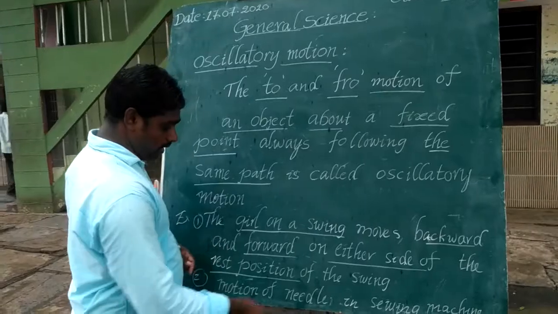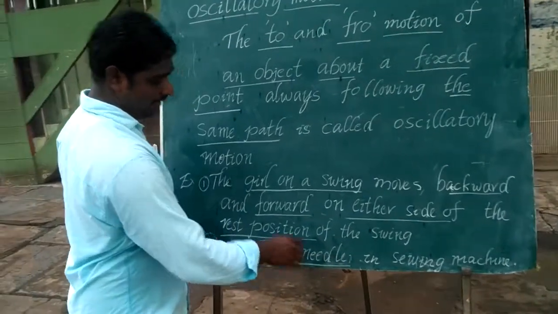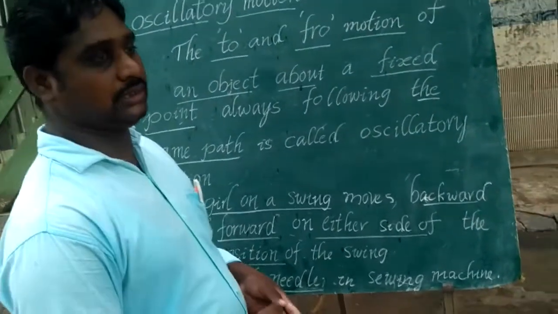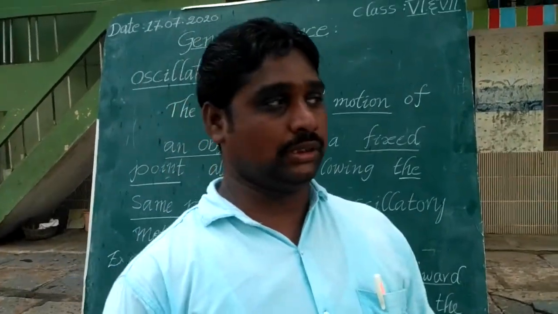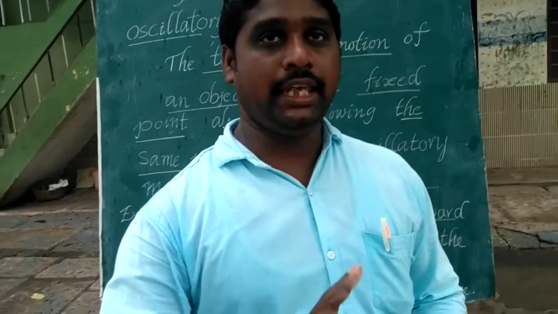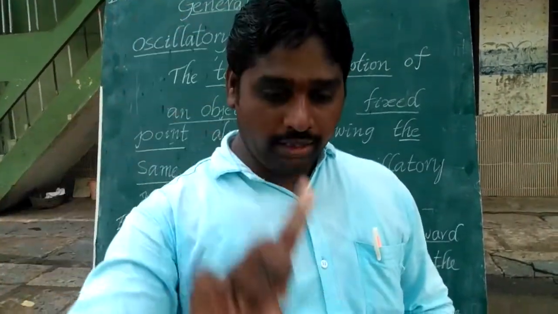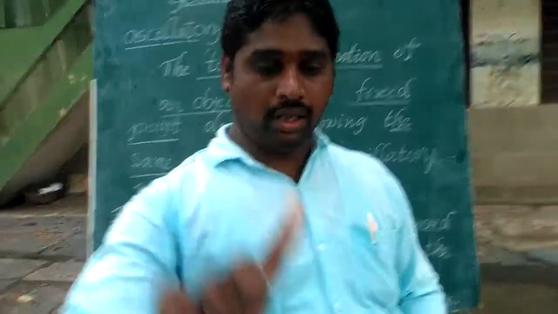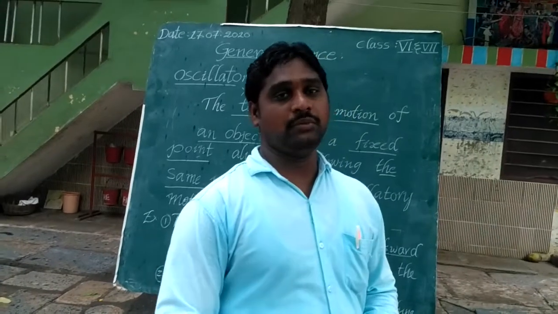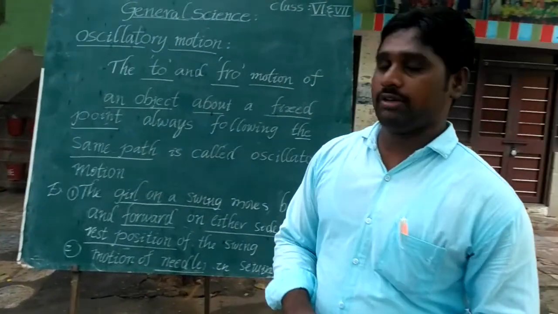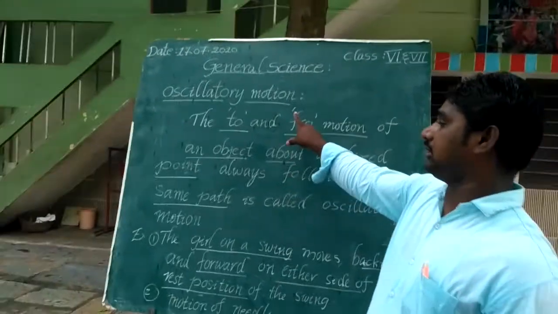Next example: the motion of the needle in a sewing machine. Sewing machine means tailor machine. In a tailor machine, the needle moves upward and downward about a fixed point. That's why the motion of the needle in a sewing machine is also an example of oscillatory motion.